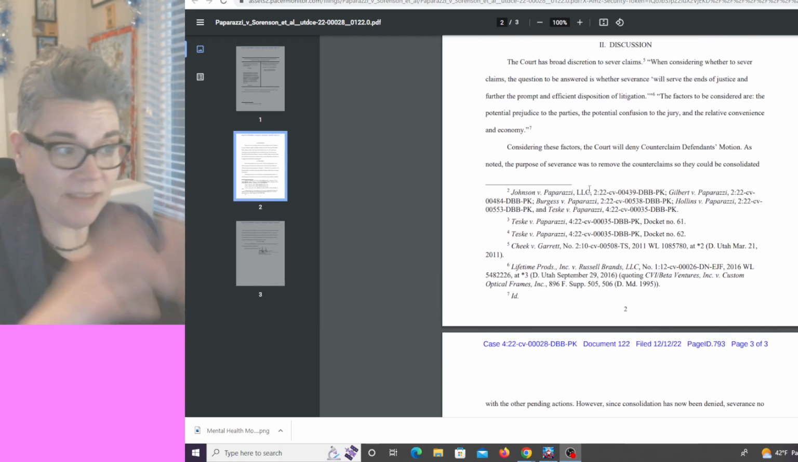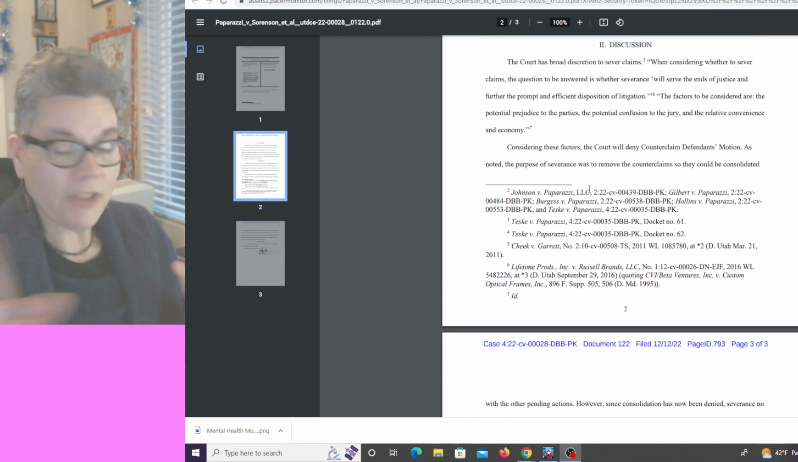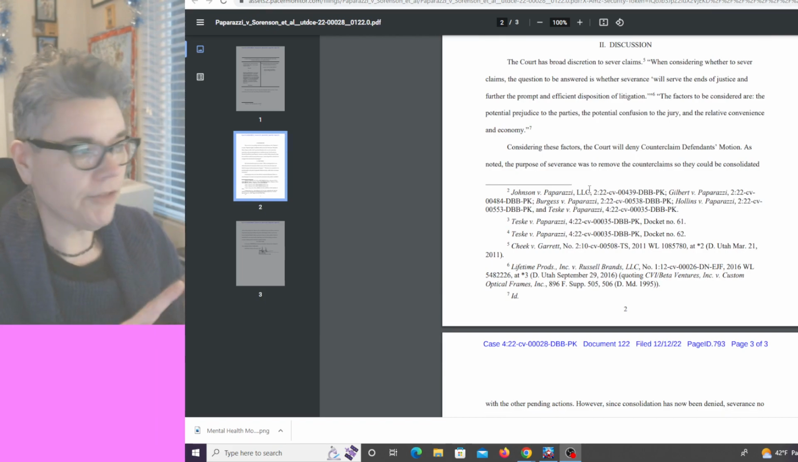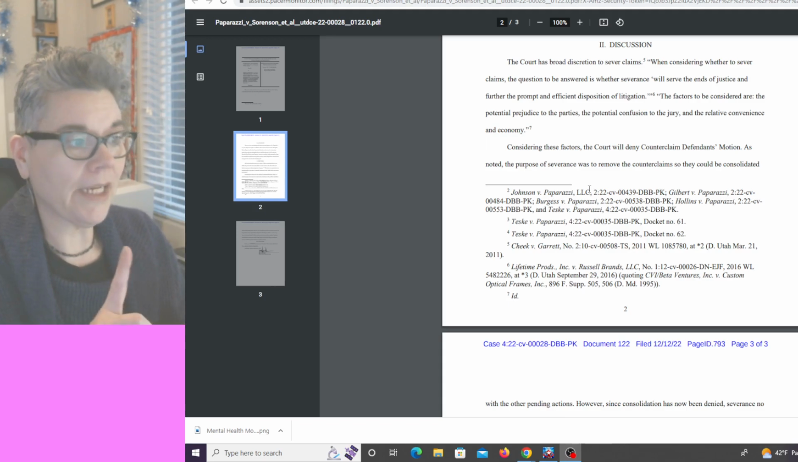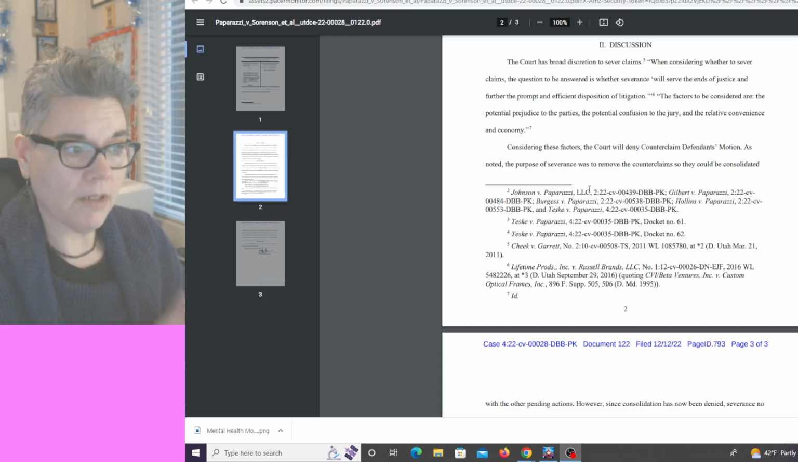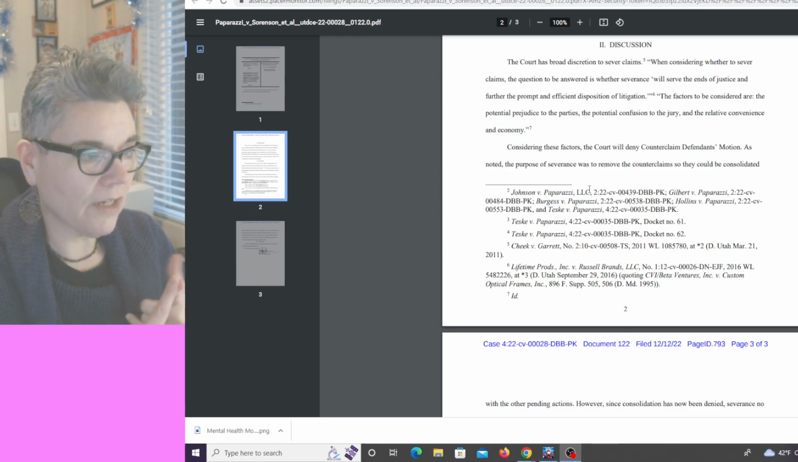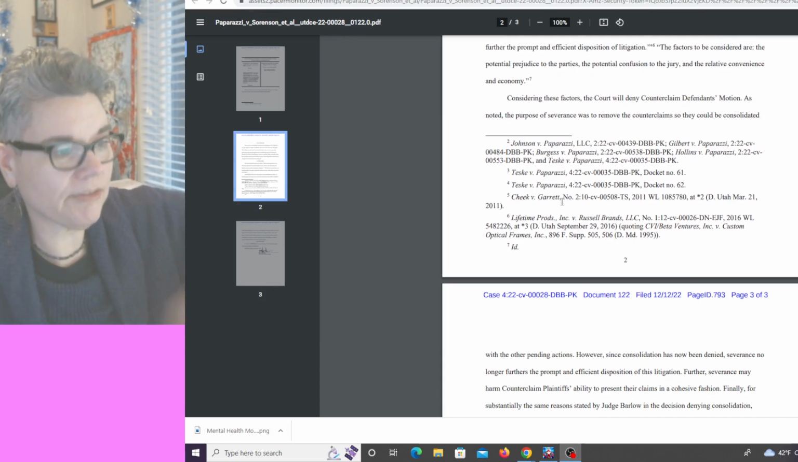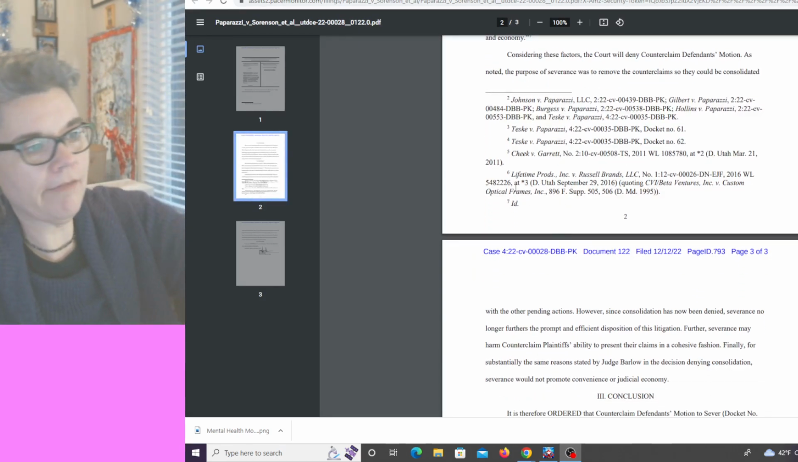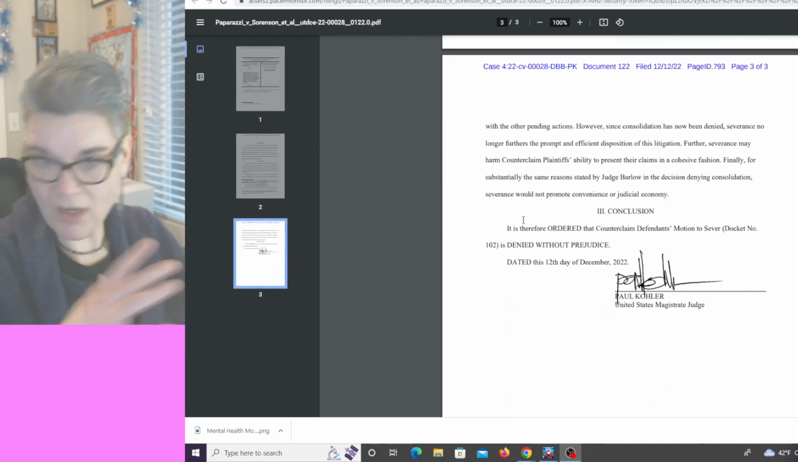Okay, so it lists all the other cases against Paparazzi, which were all moved to the state of Utah. There's Johnson versus Paparazzi, Gilbert versus Paparazzi, Burgess versus Paparazzi, Hollins versus Paparazzi, and Teskey versus Paparazzi. Okay, as you can see, bunches of cases. And then we have these other cases which are being used to kind of say this is why.